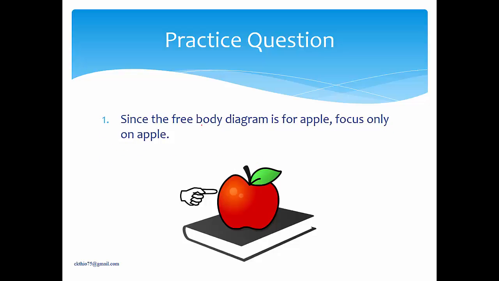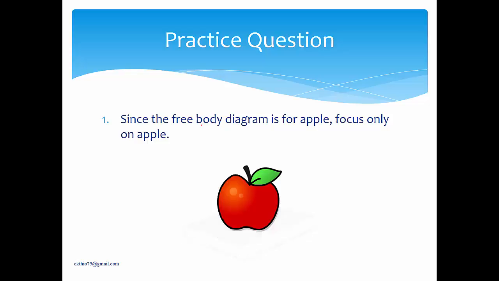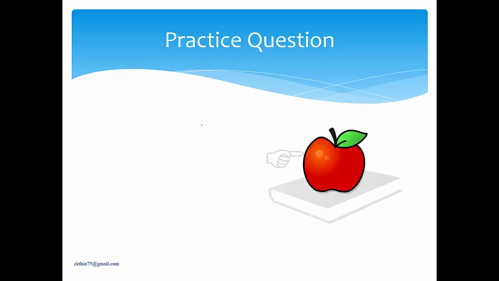Okay, since the free body diagram is for the apple, you only focus on the apple, which means that the finger and the book are not taken into consideration. Okay, you're not drawing for the finger, you're not drawing for the book. So identify the forces that are only on the apple. So what are the forces that are included? Okay, first things first, if it's on earth, definitely there's the weight of the apple.